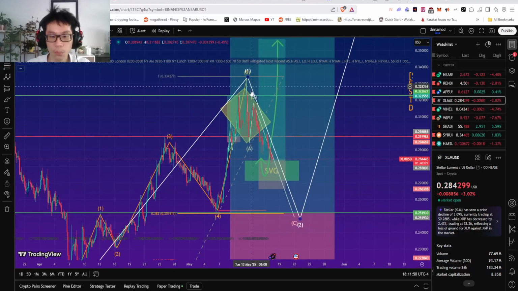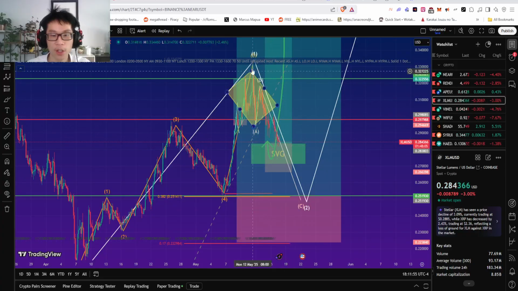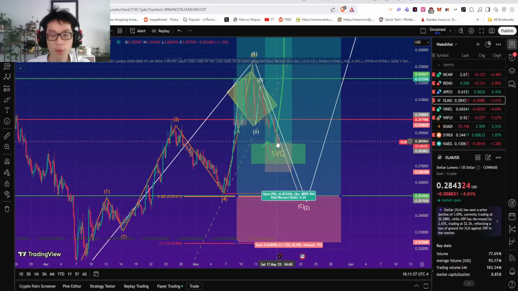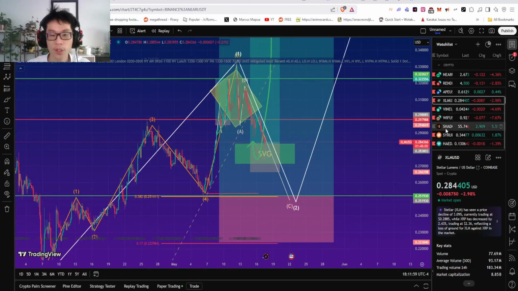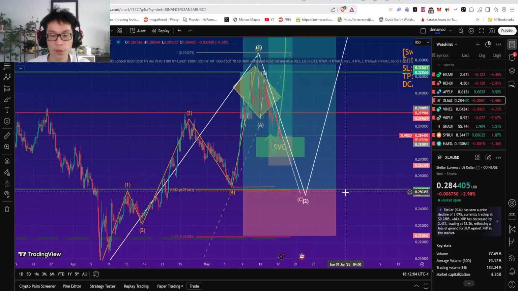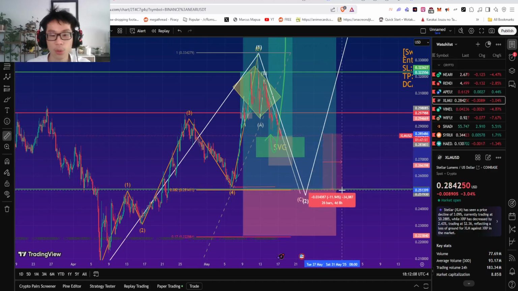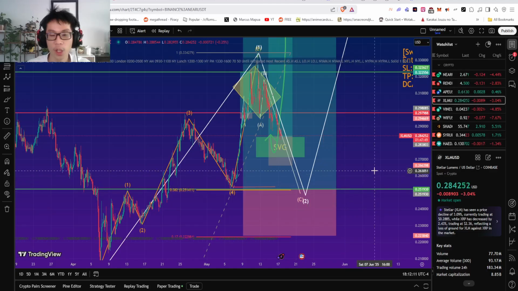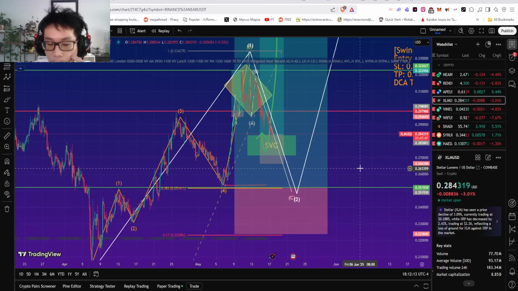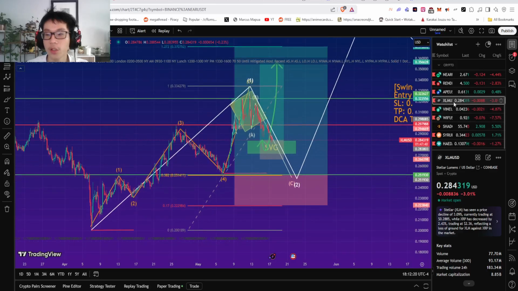My thinking is since most alts are playing out an A, B, C correction wave, if Bitcoin does that, it could bring our prices lower, probably here. Most of the top market cap alts could drop another 10 to maybe 20%, and then that'll be our wave 2 for most alts. So Elliott wave was one of the examples.